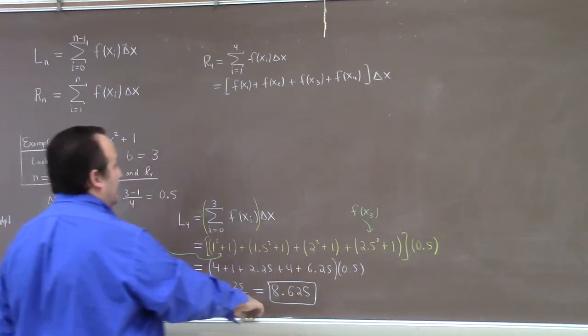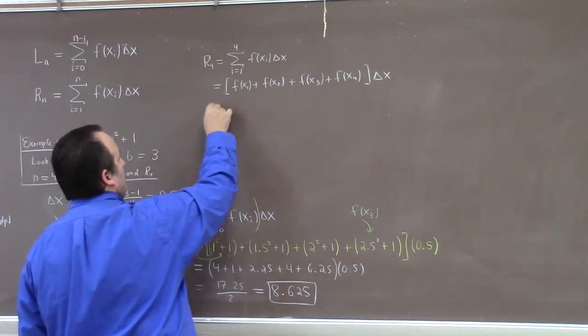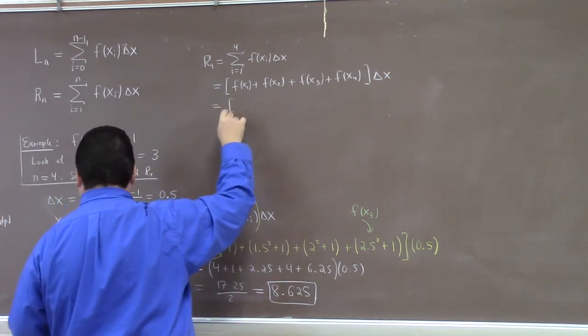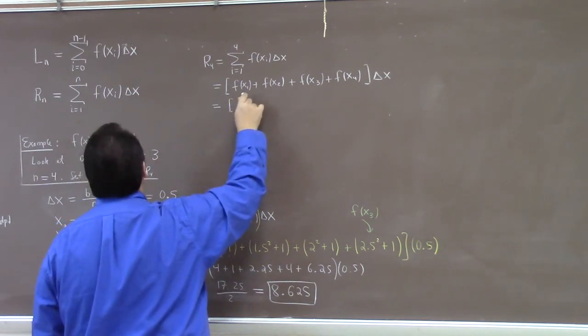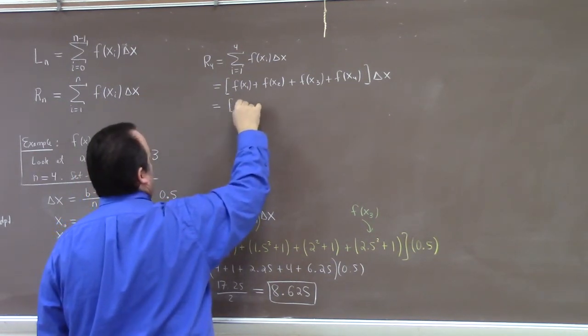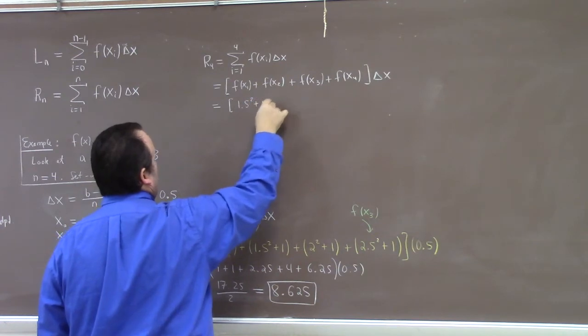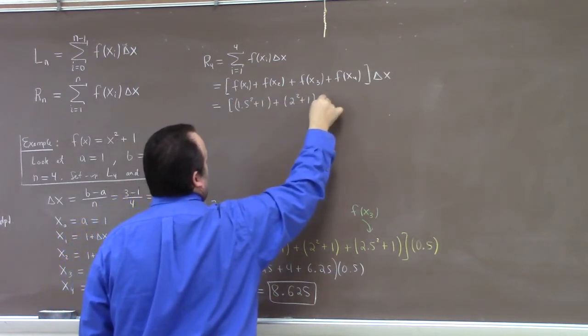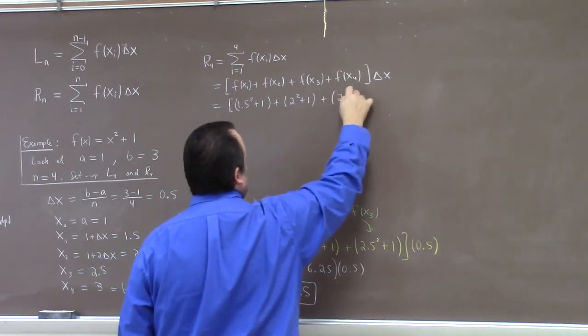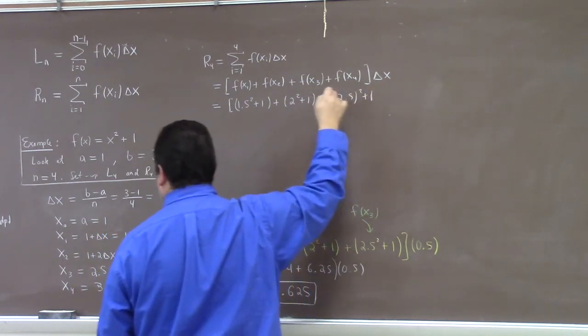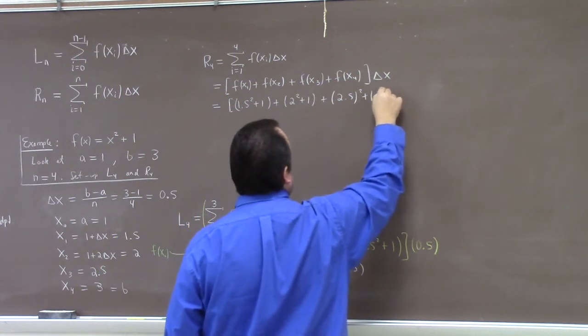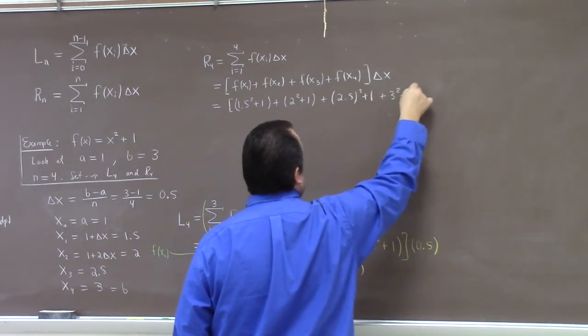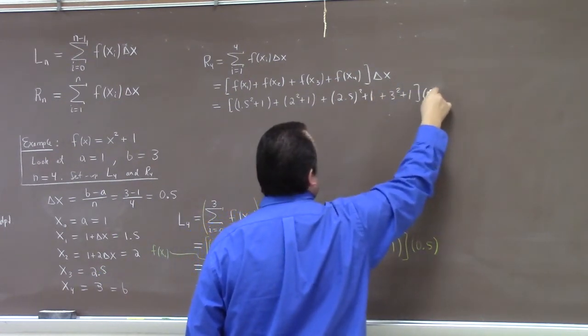But of course, a lot of the numbers are the same. So x1 was 1.5, so 1.5 squared plus 1, plus 2 squared plus 1, plus 2.5 squared plus 1. What was x4? x4 was 3, so plus 3 squared plus 1, all times 0.5.